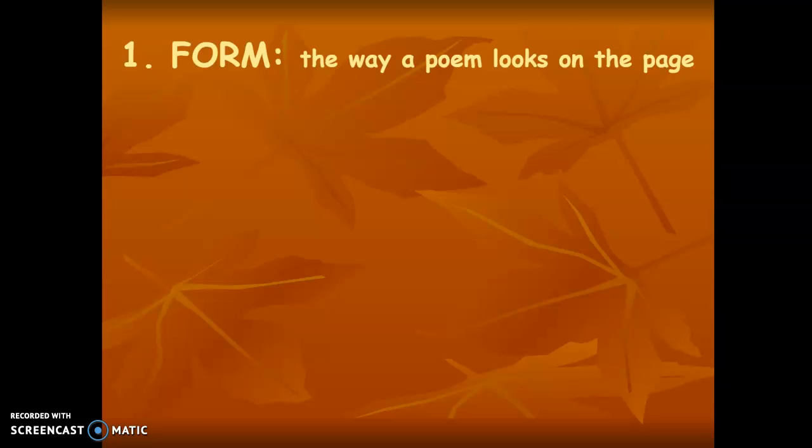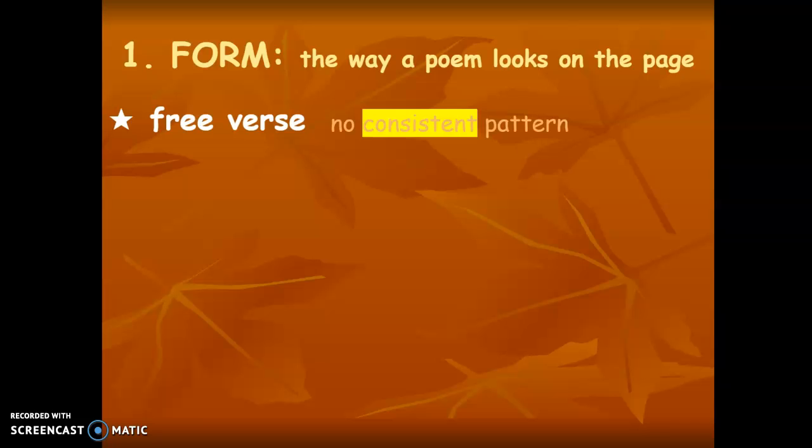So when we talk about form in poetry, we're talking about the way the poem looks when it's actually on the page. And we have 2 different ways that we categorize poems. We could say, first of all, that it's free verse. And when we think about something free, it doesn't have a consistent pattern. It doesn't have a way that it has to be set up. So there's no consistent pattern when we look at a free verse poem. You are filling in the word consistent in your notes.